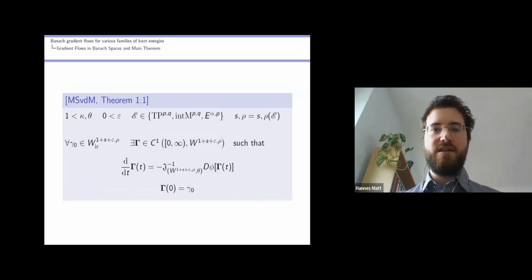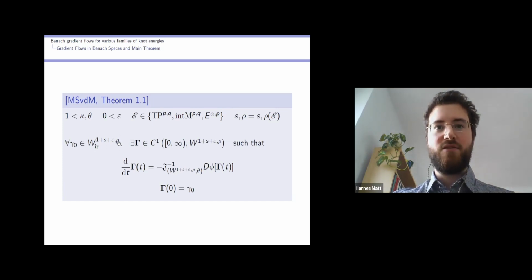That being said, we can now state our main theorem with the parameters as before. For every gamma naught in this Sobolev-Slobodetsky space, where S and rho are the corresponding parameters to the energy.